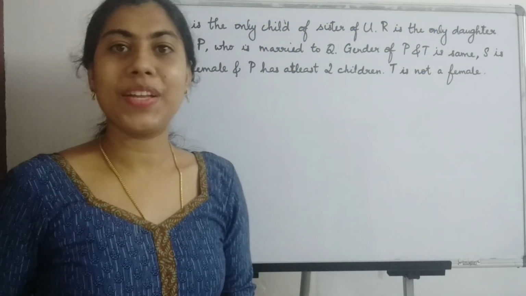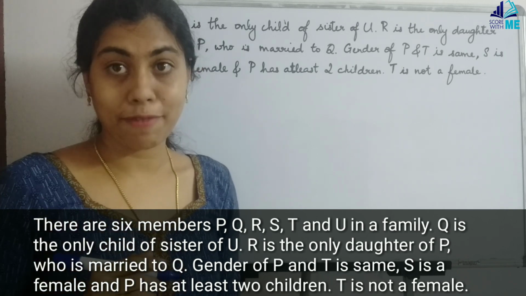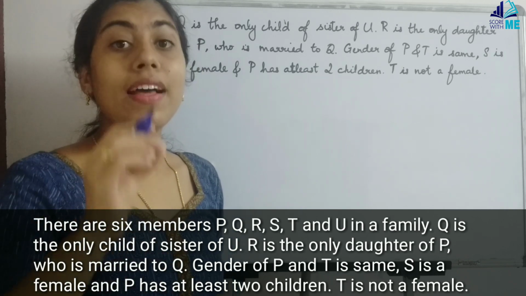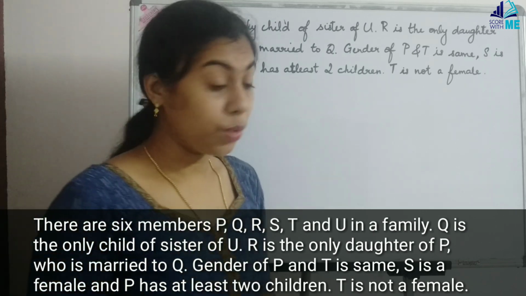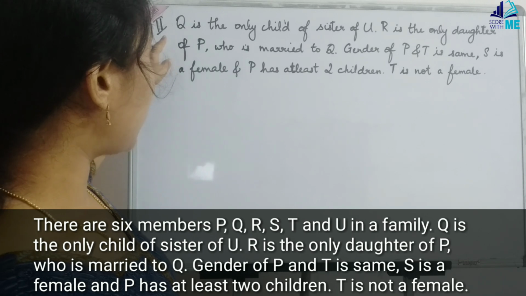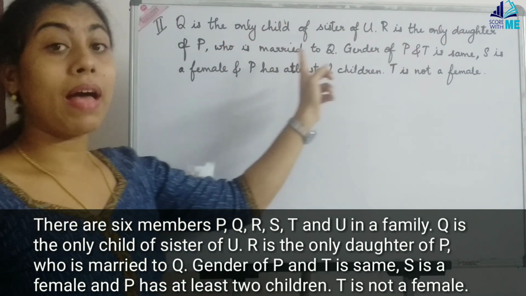Now getting into the second question. So here in this question we are given that there are 6 members in a family. So let us start. There are 6 members in a family, P, Q, R, S, T and U. Q is the only child of sister of U. R is the only daughter of P who is married to Q.